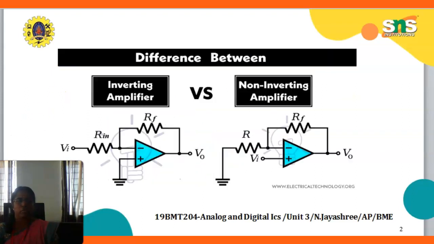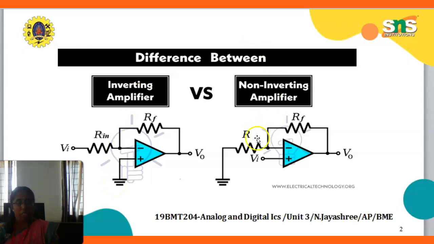So the first one is what? The inverting amplifier, in which the input Vin is connected to Rn and the feedback is connected to RF, and the non-inverting terminal is connected to ground.